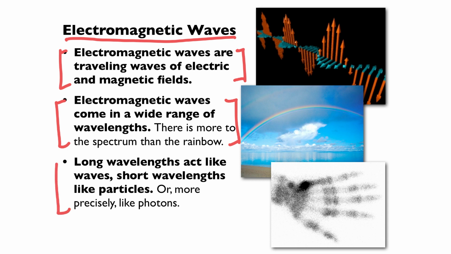The difference between those two ends of the spectrum is that at one end they seem to act like waves, and at the other end they seem to act like particles. And so we'll start talking about the photon model.